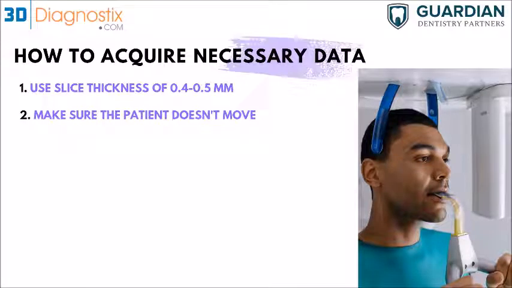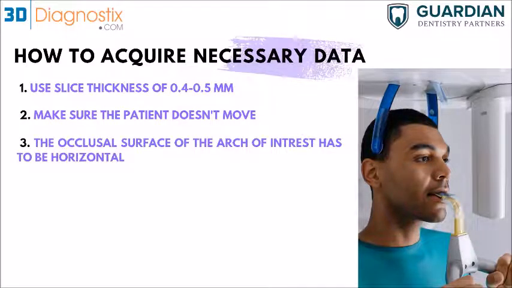Another thing we recommend is making sure the patient does not move, because if the patient moves while scanning, that is going to generate a mirror image, so it's going to make it really difficult to identify the patient's anatomy. The occlusal surface of the arch of interest has to be horizontal. Cone beam machines have ways to orient the patient's skull before scanning, because that's going to help us a lot with the design later on, and making sure the design is going to work in the patient's coordinates.